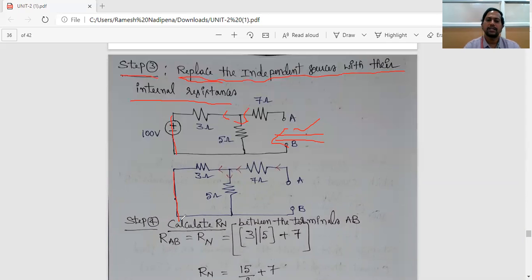If any current source is there, that is open circuited. Now, step number 4 is calculate RN value. Calculate Norton's equivalent between the terminals AB.